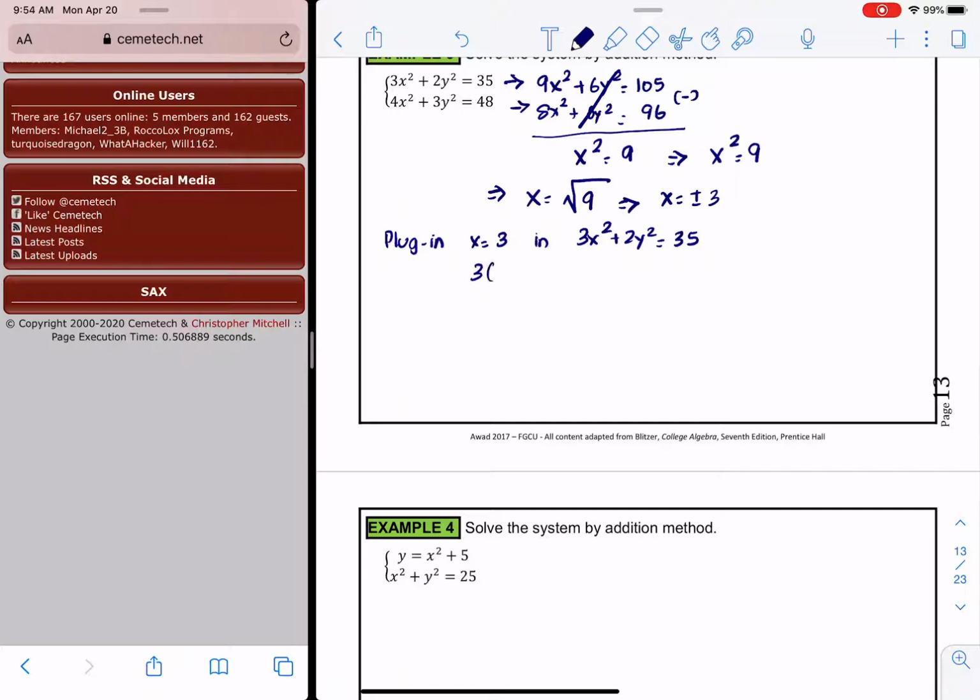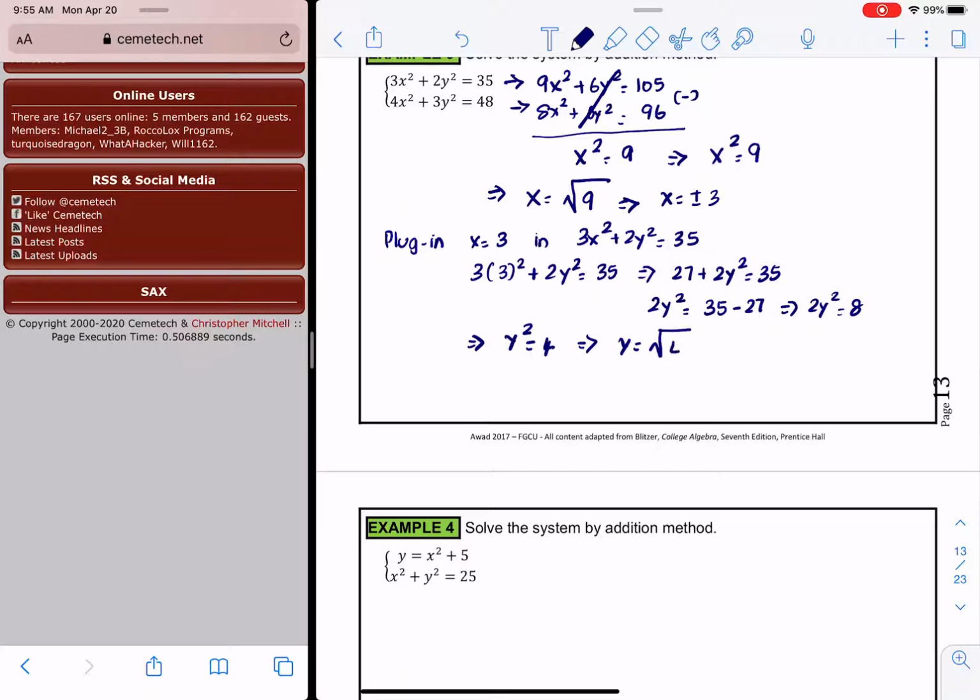So 3 times 3 squared plus 2y squared equals 35. Which would mean 3 squared is 9, 9 times 3 is 27, plus 2y squared equals 35. 2y squared would equal 35 minus 27. 2y squared would equal 8, which would mean y squared equals 4. And y equals the square root of 4, which would give us y equals plus or minus 2.